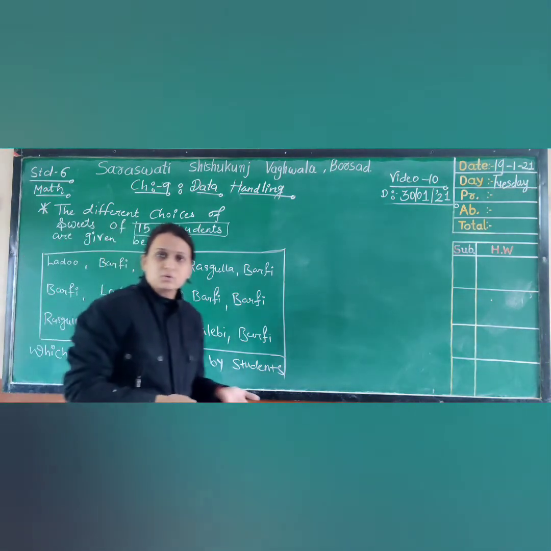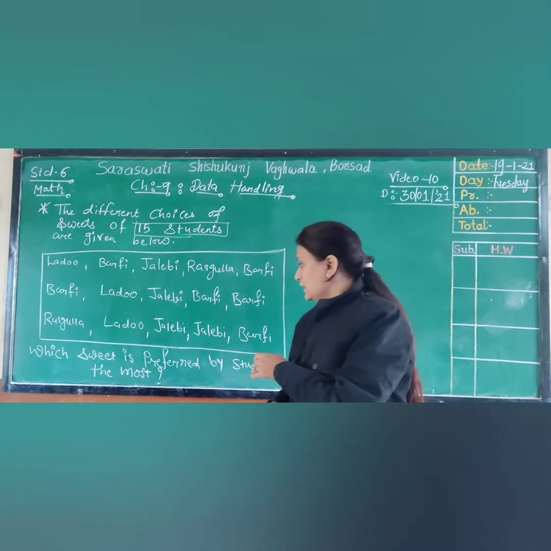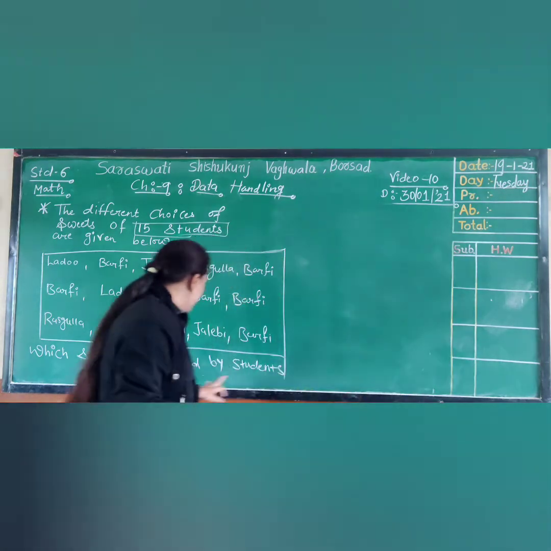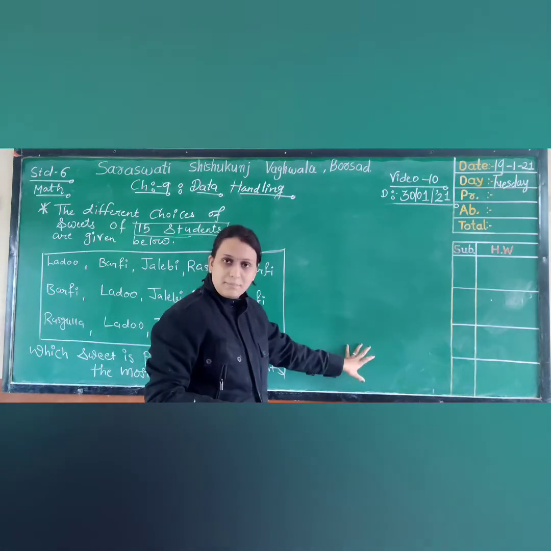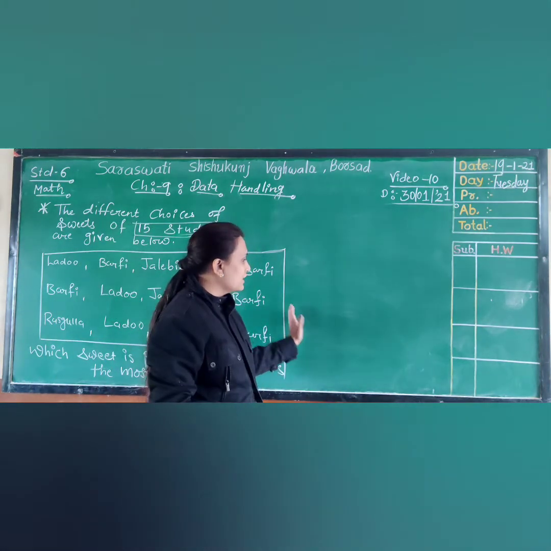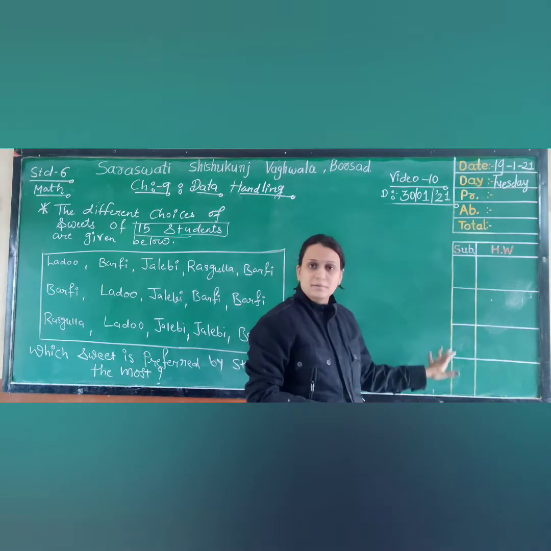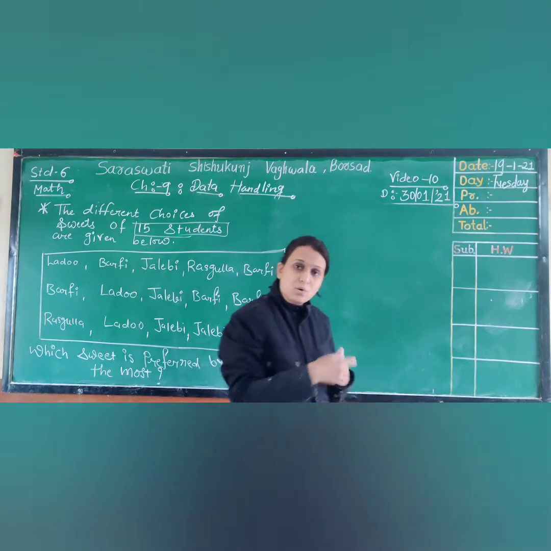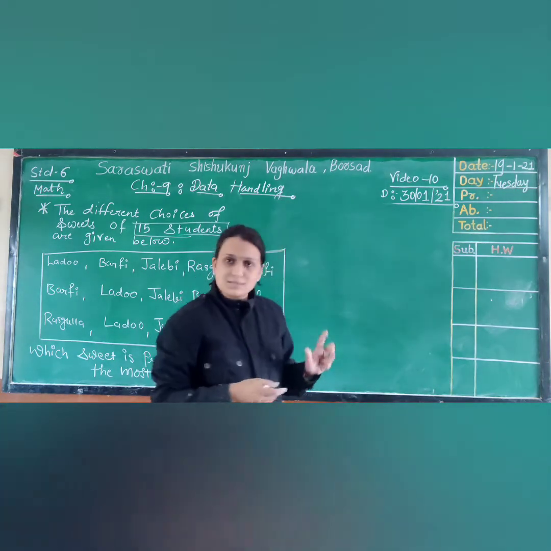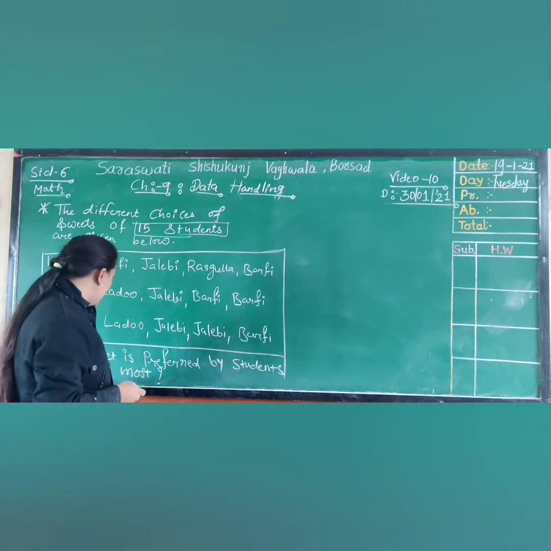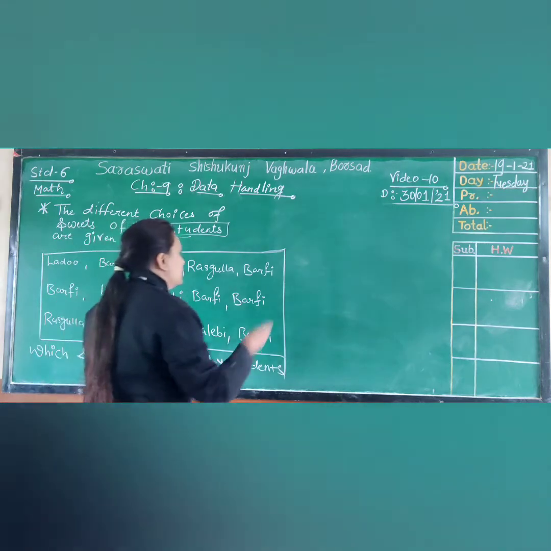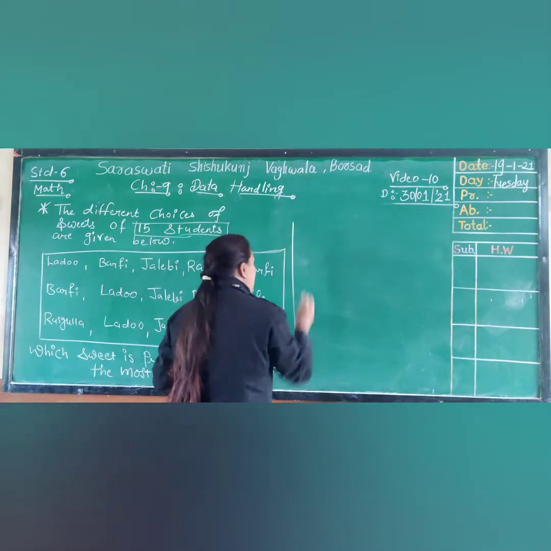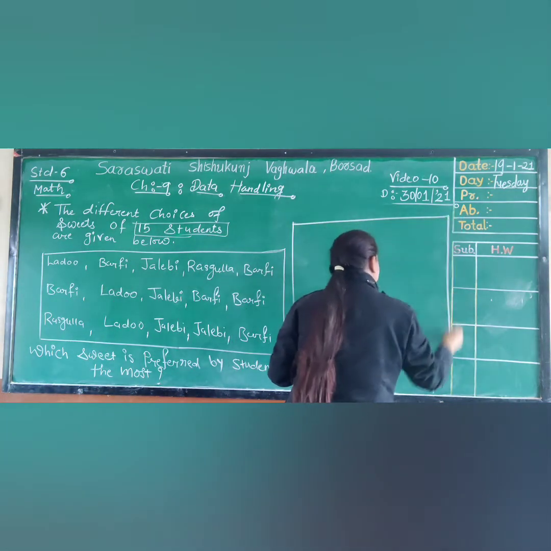So how are we going to write the answer of the question, that which sweet is preferred most? By using a frequency distribution table, first we are going to identify how many students prefer each sweet. And the most repeated frequency is the sweet that is preferred by students. So now let us first prepare the frequency distribution table.